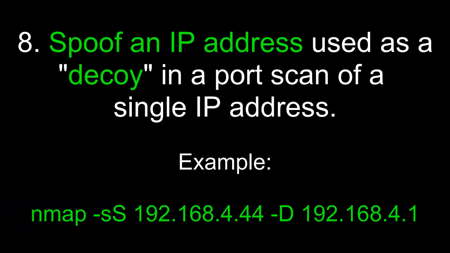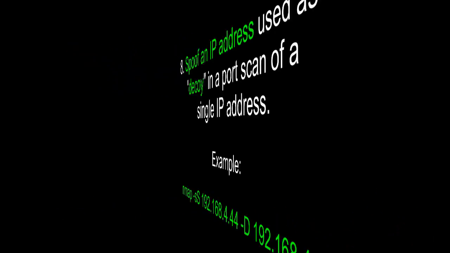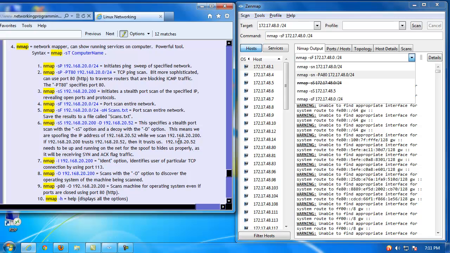For example 8, we're going to spoof an IP address used as a decoy in a port scan of a single IP address. An example of the syntax would be nmap -sS and then the actual IP address, and then -D and the address you want to use for the decoy, or the address that you're spoofing. Now the next one, we'll use a decoy, or in other words, spoof. You can spoof a MAC address, spoof an IP address. So with a decoy we'll try to make it look like we're somebody that we're not.